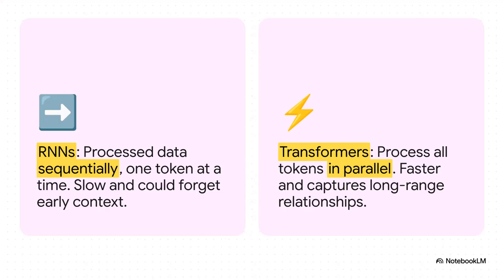The big leap forward here was this total shift from thinking sequentially to thinking in parallel. See, older models, they had to read a sentence just like you and I do, one word at a time. Super slow, right? And they'd often forget what they read at the beginning of a long paragraph. Transformers, they look at the entire sentence or even the whole book all at once.